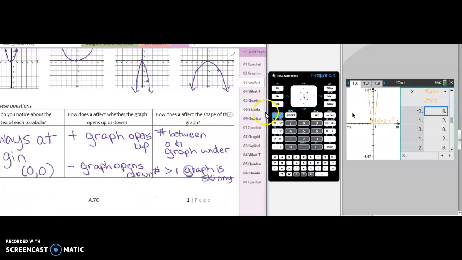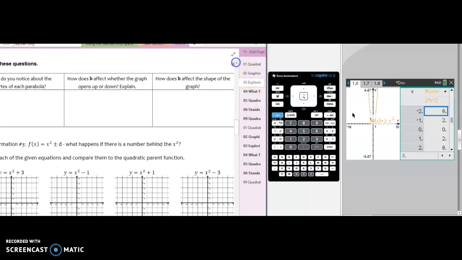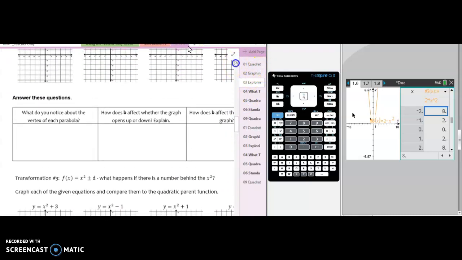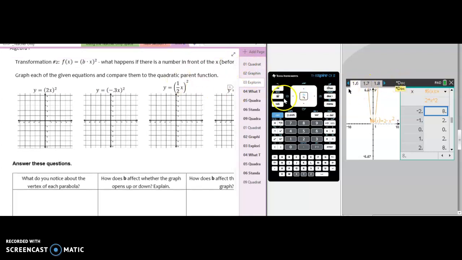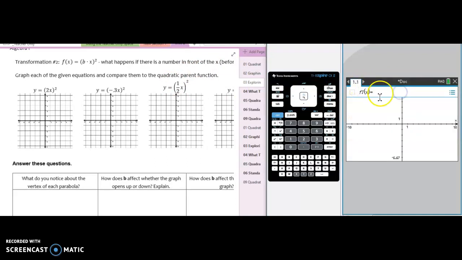Now we're going to move on and see what happens when we change B. If we apply B to each parabola, what happens to that? All right, so I'm starting to get a bunch of graphs here. I'm just going to start a whole new document. So I'm going to add a graph page, but now notice B is inside of these parentheses. And I'm going to graph each one of these, just like it says.